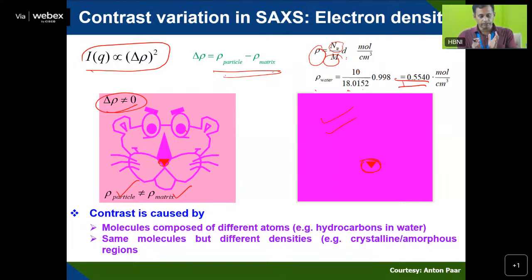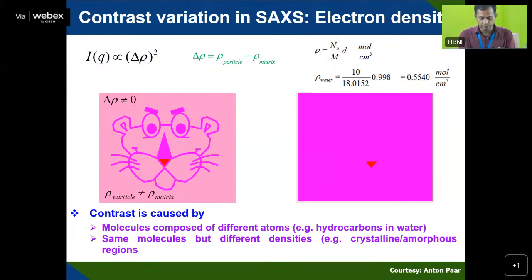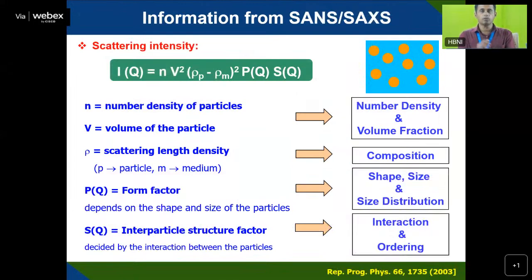In the case of electron density, the contrast is mainly caused by molecules composed of different atoms, like hydrocarbons in water, or the same molecules with different densities, like crystalline and amorphous regions, or hydrocarbon in water. So by varying the molecules composed of different atoms, rho particle and rho matrix contrast can be differentiated. So you get both kinds of information from SANS and SAXS.